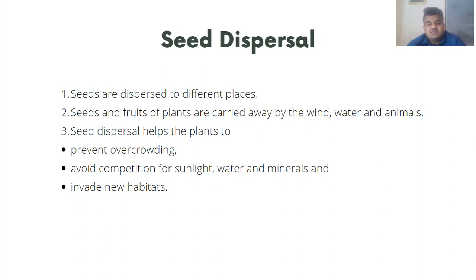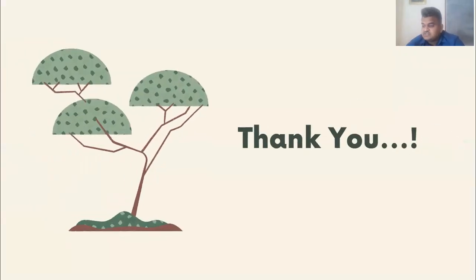So seed dispersal helps the plant to prevent overcrowding. We already studied that plants get competition for water, sunlight, etc. So it helps avoid competition for sunlight, water and minerals, and invade new habitats. So this is seed dispersal.